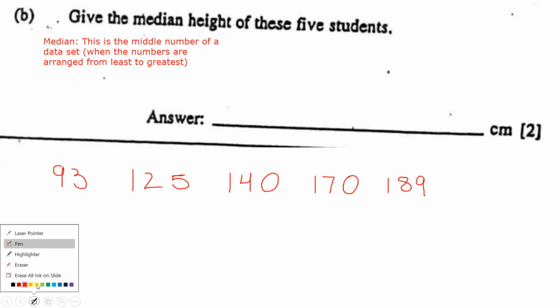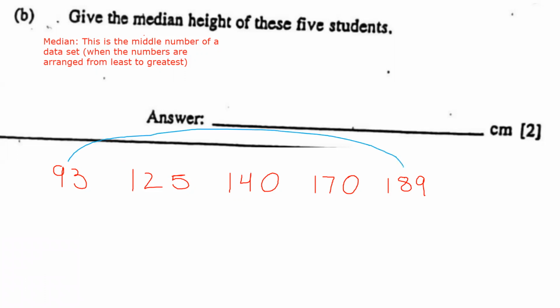So we know that the 93 goes with the 189, and the 125 goes with the 170. So the median of our data set is 140 centimeters. It is the number that is in the middle. Like I said, if you had two numbers in the middle, you would add them and divide by 2. But here we only have one number in the middle, so we just use that number.